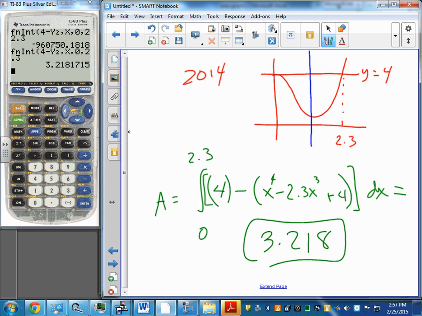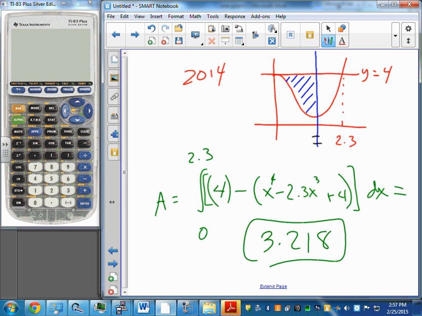Okay, so wherever we put it, we want the area to the left of this to be the same as the area to the right of this. And the task says, write but do not solve an equation involving integral expressions whose solution gives the value of k. Okay, so let's see, we've already got this here.